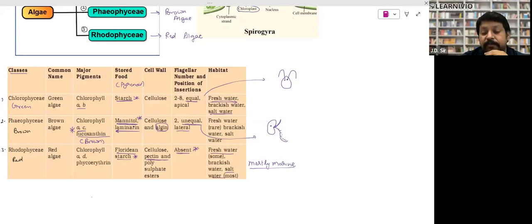Algin? Any one of you? No? Algae. Look. Algin: you must have taken a capsule sometime when you were not well, right? The doctor must have given you a capsule, and if you keep the capsule on your tongue, it will get wet and dissolve. Its wall will dissolve.